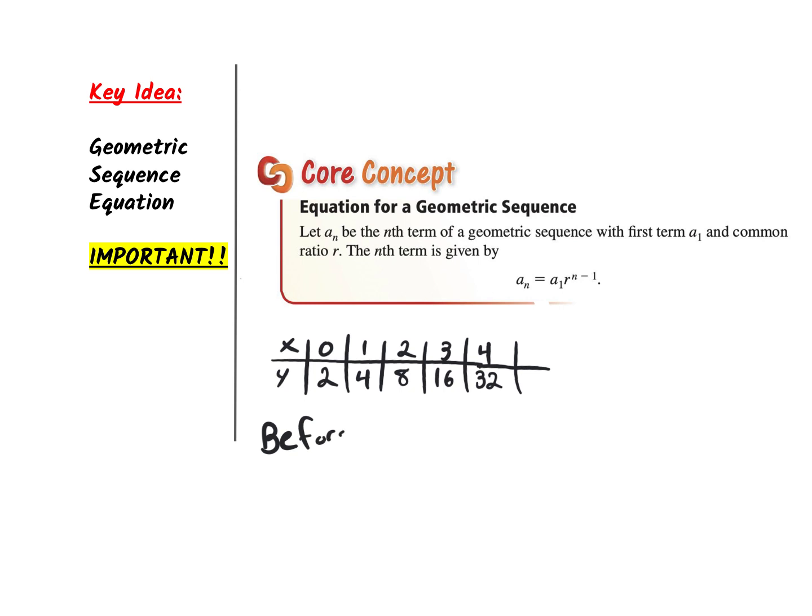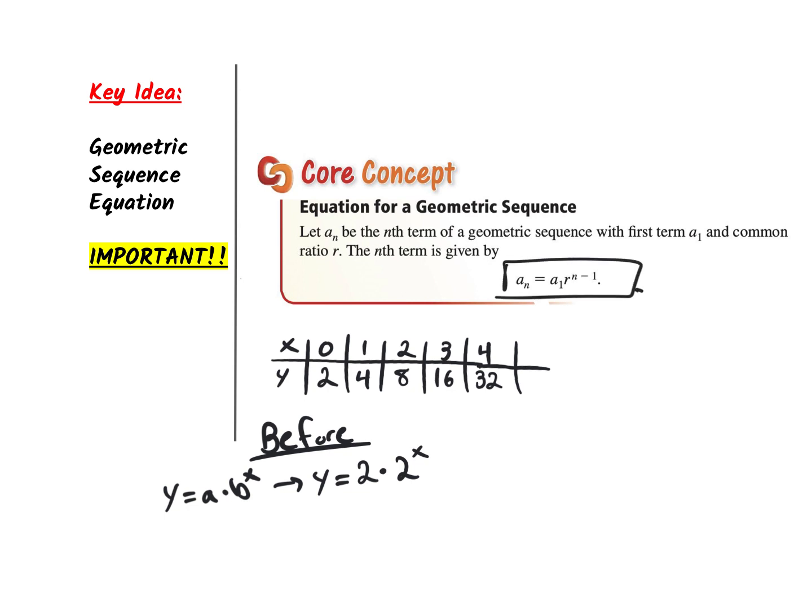you now. So before, I gave you a formula that looked like y equals a times b to the x power. A was where we started. So in this example, we start at 2. And notice we're multiplying by 2 each step. So b to the x would be times 2 to the x.